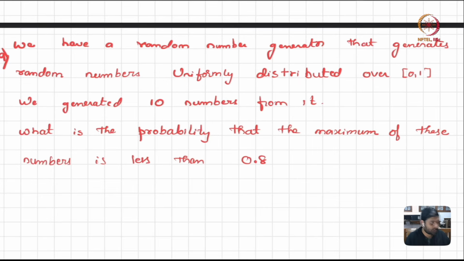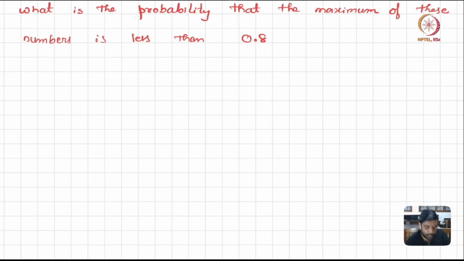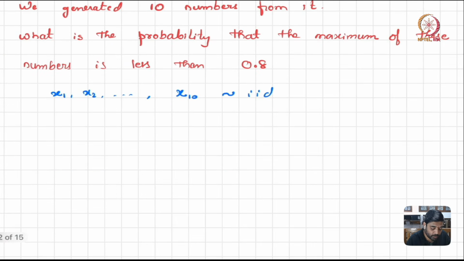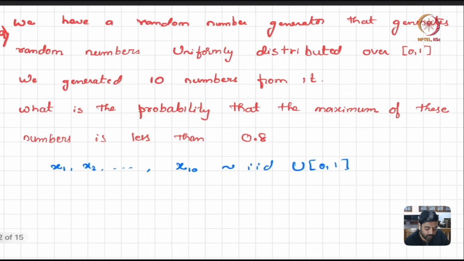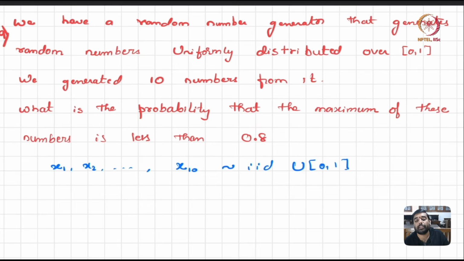Okay. Let's say that this is X. You have got 10 instances of them, X1, X2, and so on till X10. All of them are sampled IID from a uniform 0, 1. Again, this question is also to reiterate the idea of IID. Now, what is it that I want? I want the probability that the maximum number is less than 0.8.